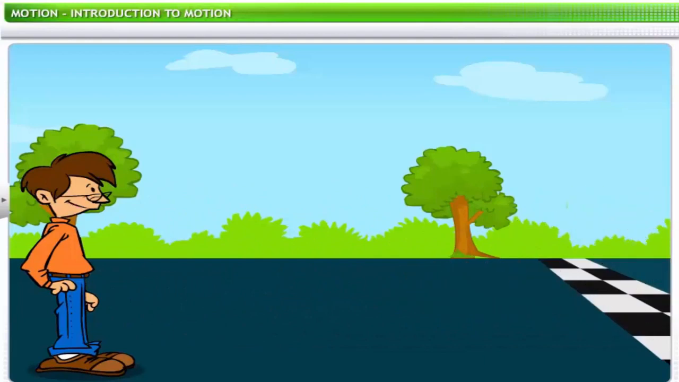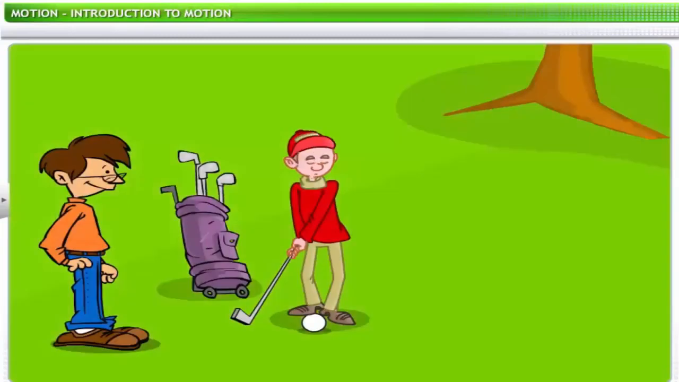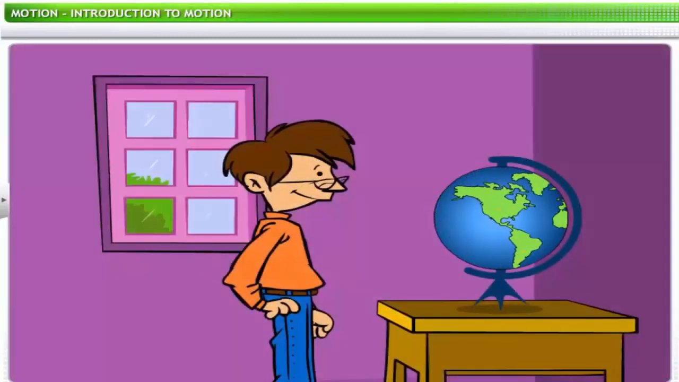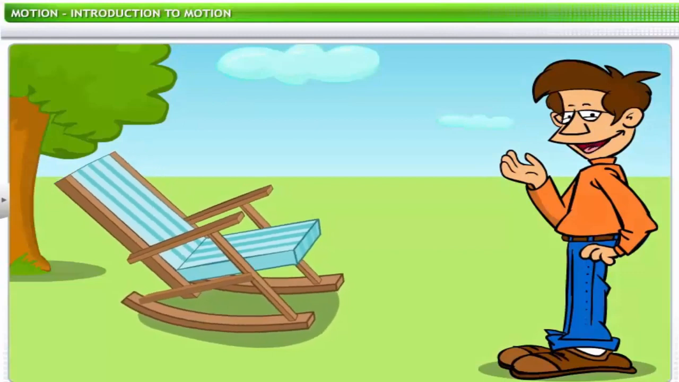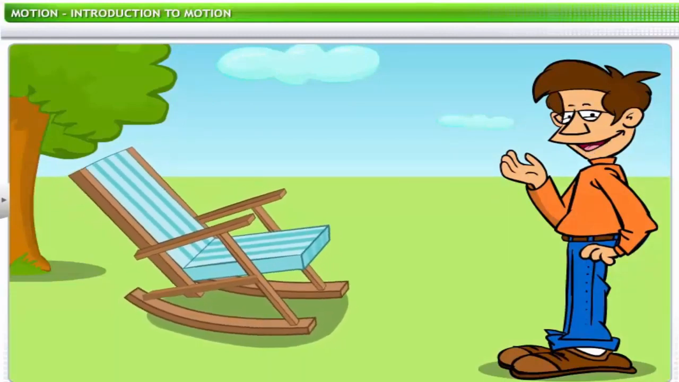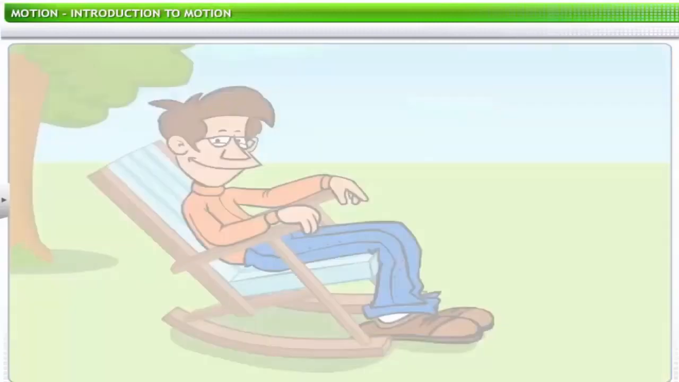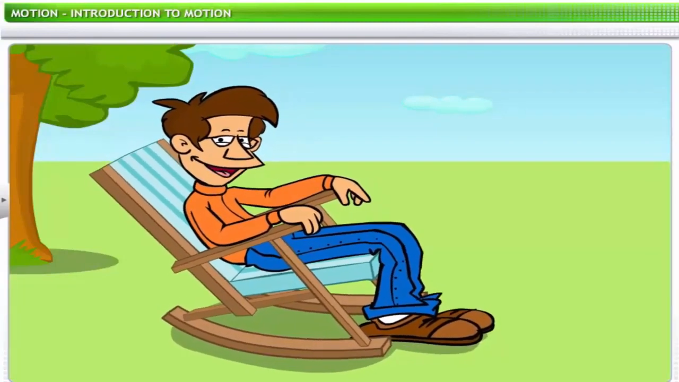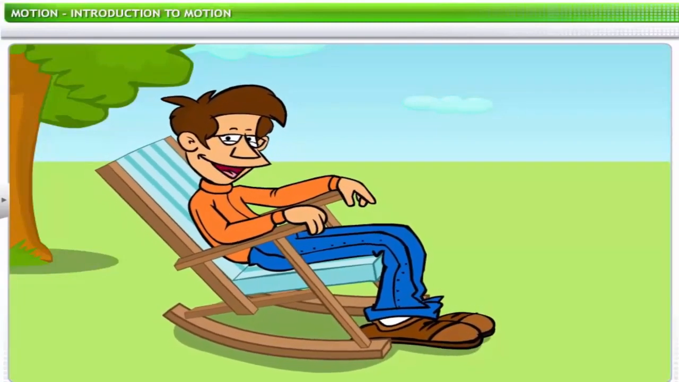Wow! Did you see how fast the car zoomed away? The ball has also disappeared out of sight. The globe shows how the Earth rotates on its axis. But the rocking chair is still here. Its movement looks very inviting. I'd like to relax in this chair. So, what changed around me? The objects that were at rest started moving or were in motion.